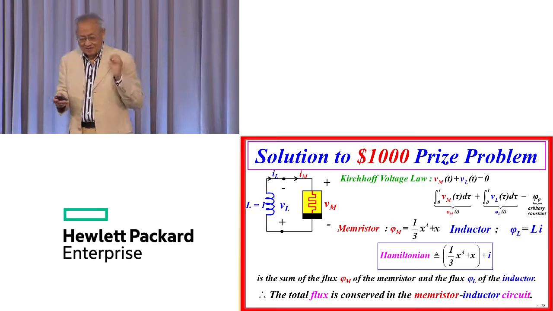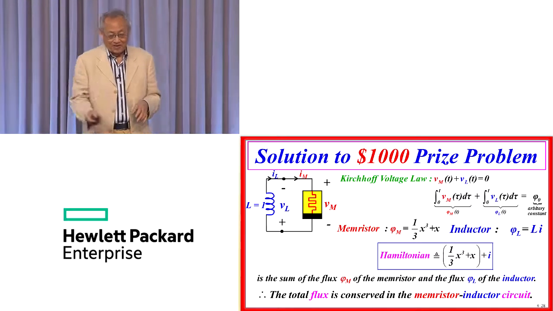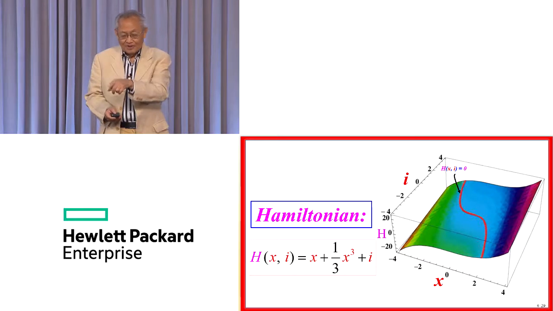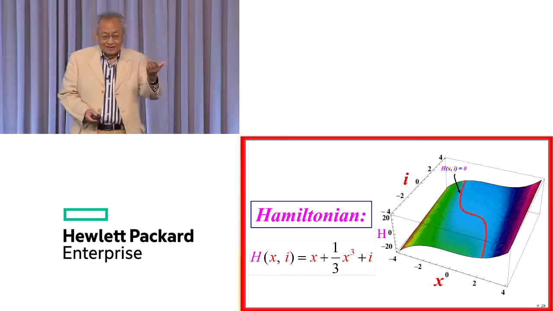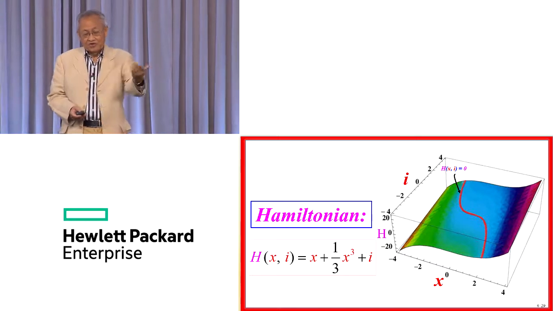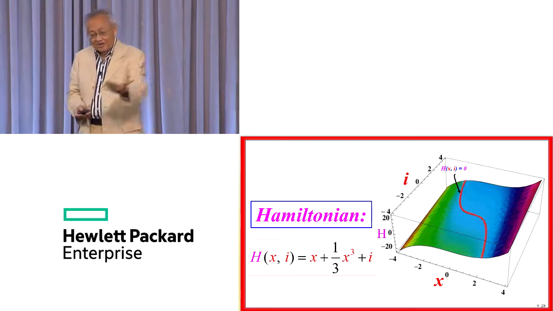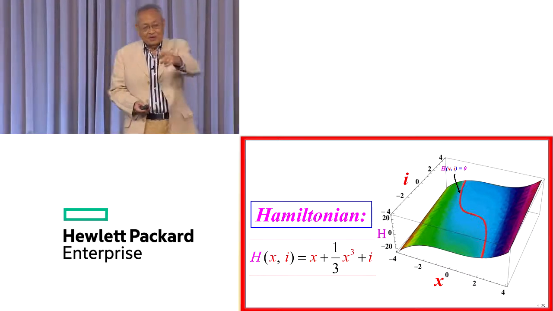That's a $1,000 reward. But the next one is not so easy. Oh, by the way, you can again look at this Hamiltonian. The interesting thing here is that the red curve is the cross section at x at I, Hamiltonian h equal to 0. You can see no matter what cross section you have, it's always a curve.